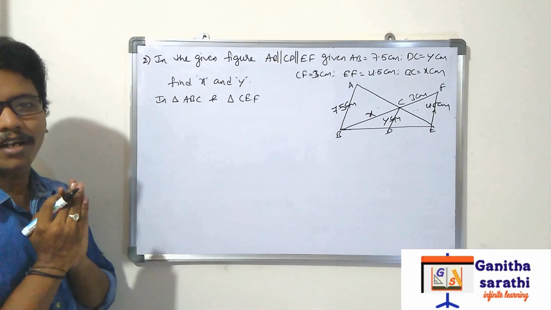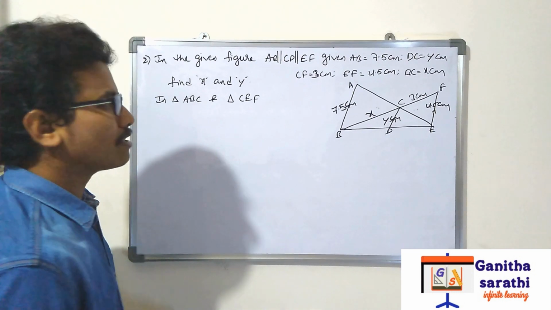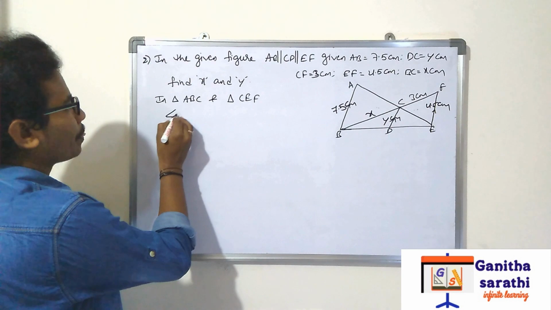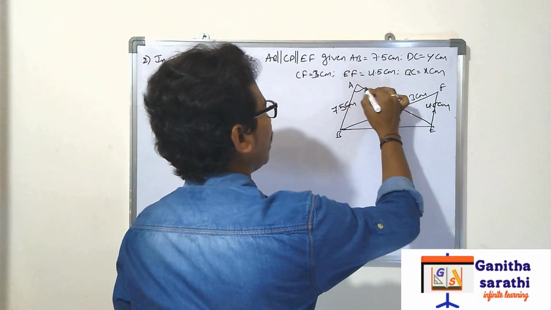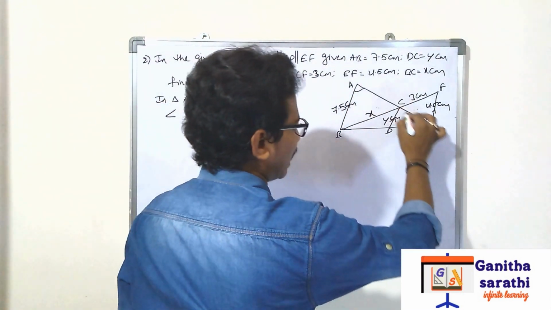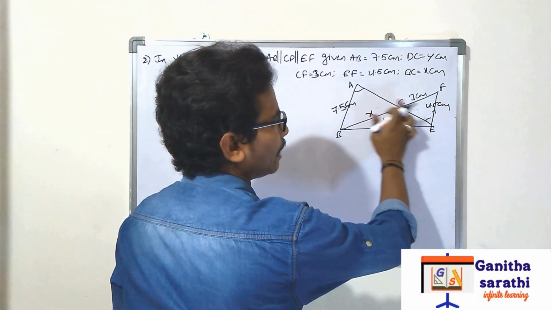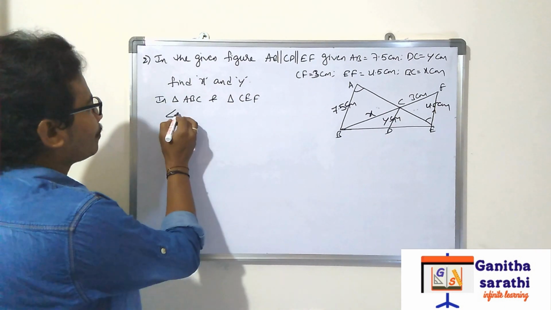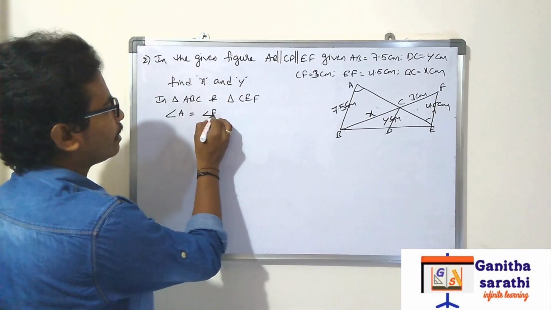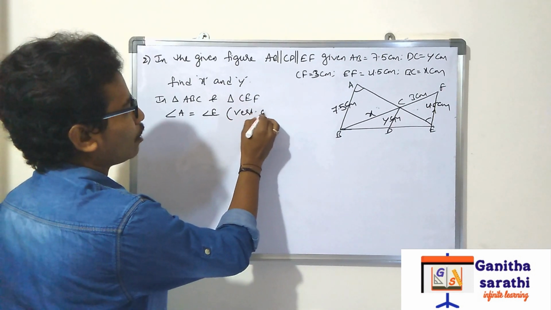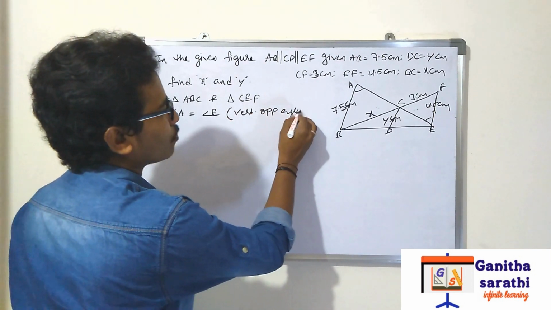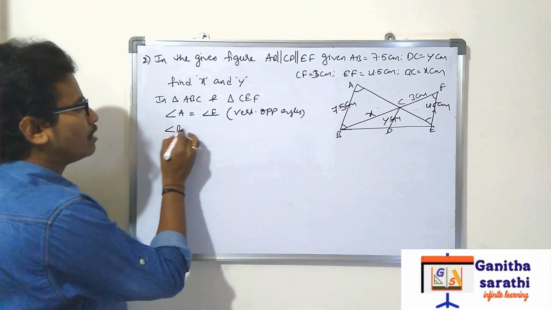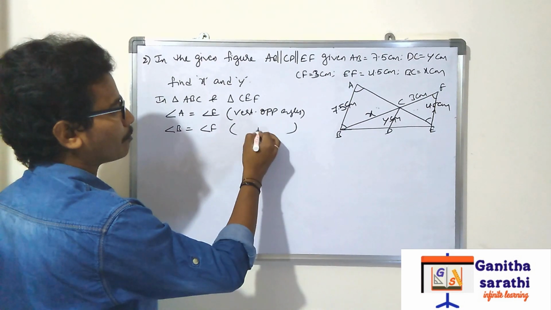We will find the value of X. So how will we find the value of X? First we have to equate the angles. See these two angles. If this is a transversal line, these two are vertically opposite angles. So we can write angle A is equal to angle E. They are vertically opposite angles. Next, you can take these two, angle B and angle F. Angle B is equal to angle F. They are also the same.